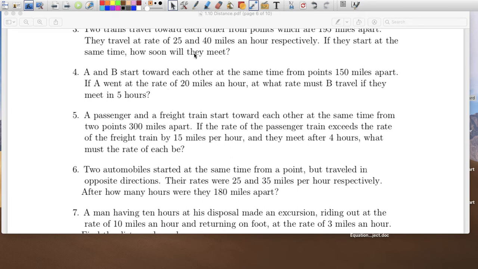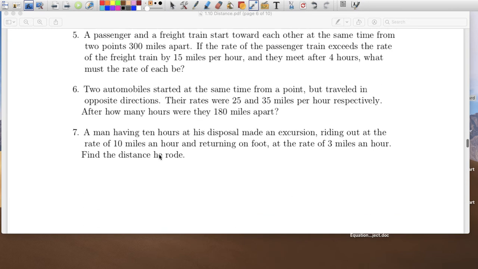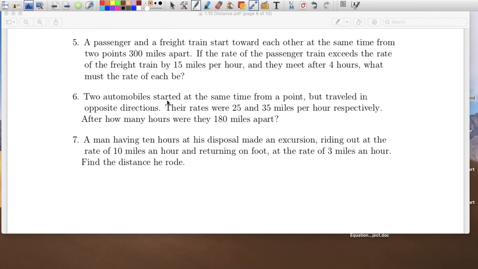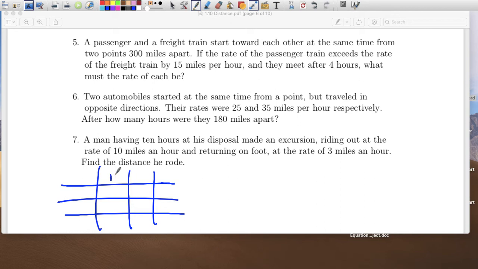Six. Again, same situation. I have more room over here. RTD, let's see what I have. So again, I'm going to call this one slow, and this one faster. This travels at 25, this travels at 35. After how many hours were they 100 miles apart?